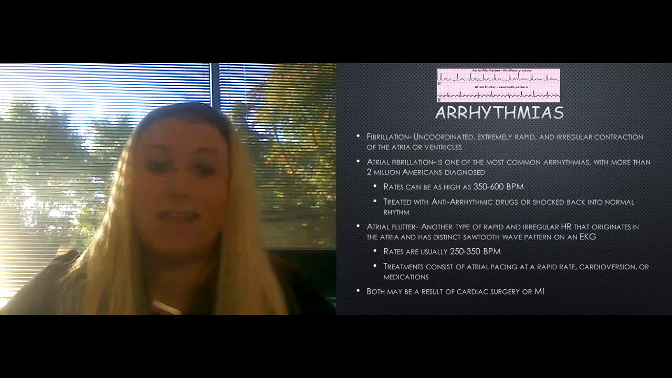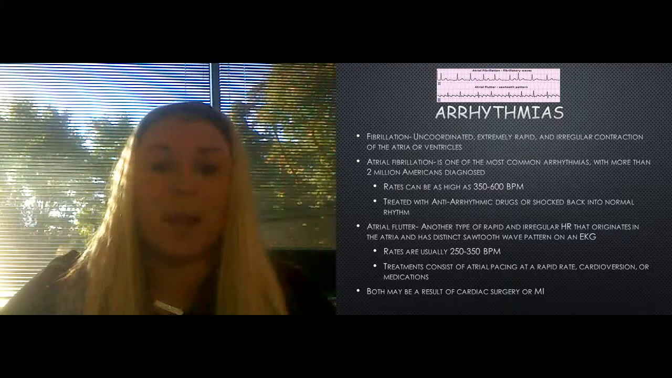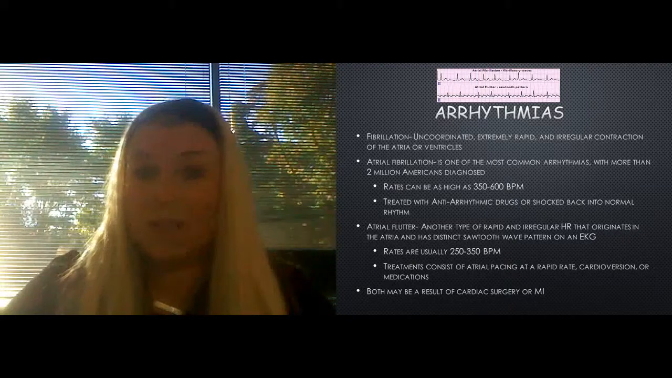Atrial flutter is another type of rapid and irregular heart rate that originates in the atria and has a distinct sawtooth wave pattern on an EKG. Rates are usually between 250 to 350 beats per minute. Treatment consists of atrial pacing at a rapid rate, cardioversion, or medications. Both may be a result of cardiac surgery or a heart attack.